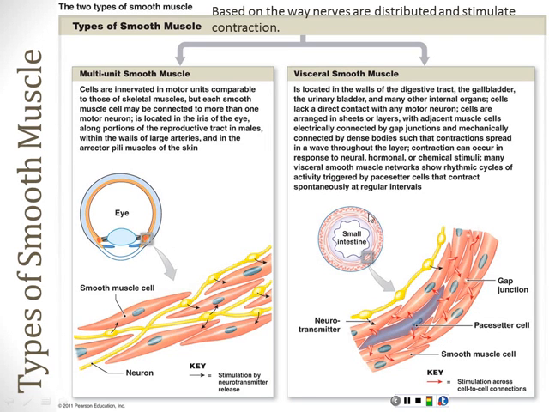So now you've learned about all the three types of muscle. And remember that muscle is one of the four principal tissues in the body, right? So there's epithelium, connective tissue, nervous tissue, and muscle. So now you've learned about all three of the muscle types.